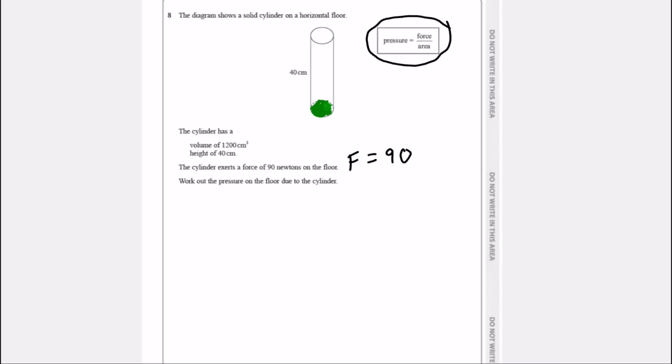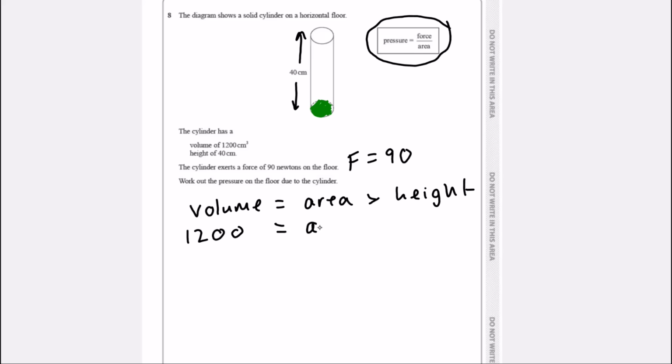We're not given it, but we are given the height and the volume. And volume is the area of the cross section times the height. So 1,200 is the area of the cross section times 40. So we can find the area by doing 1,200 divided by 40. We can simplify that calculation, dividing top and bottom by 10. So we've got 120 over 4. 12 over 4 is 3, so 120 over 4 is 30.